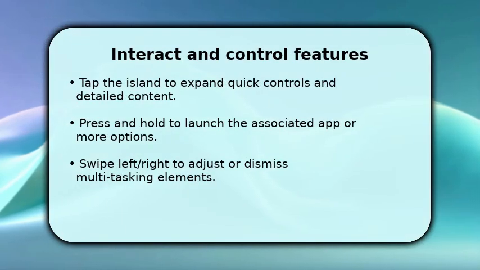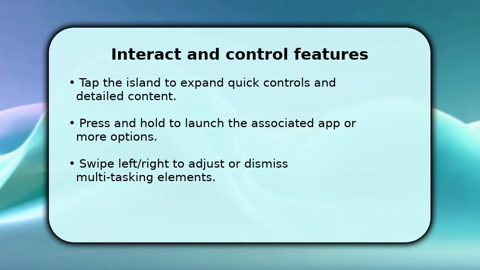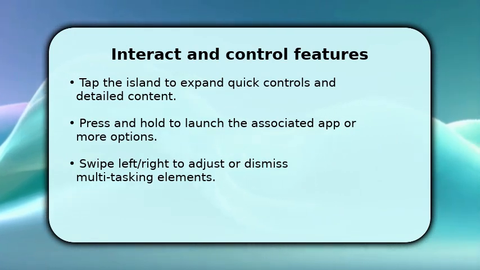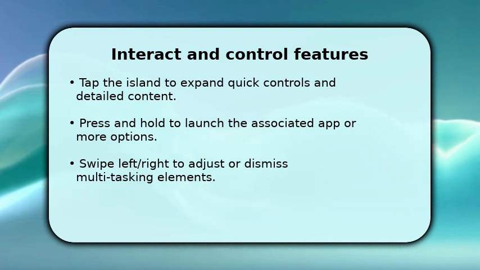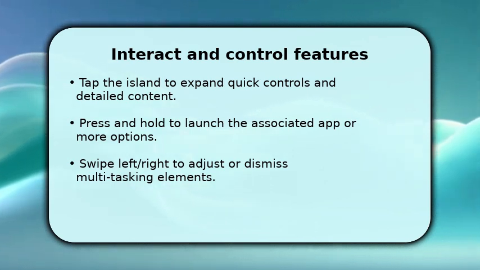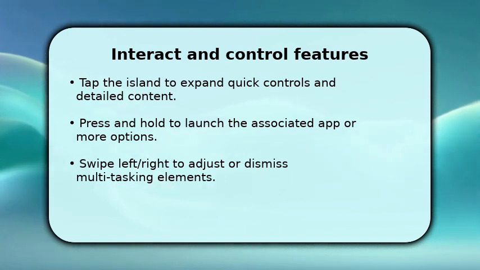Now you actively use Dynamic Island. Tap the island to expand quick controls and see contextual content like song info or call status, because that access is faster than opening full apps. Press and hold when you need to jump into the app or reveal deeper options. This gives you hands-on control without losing context.